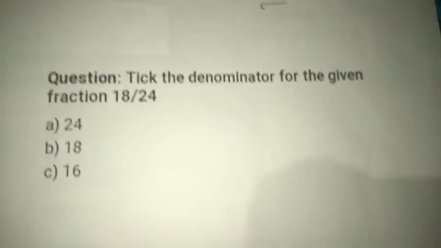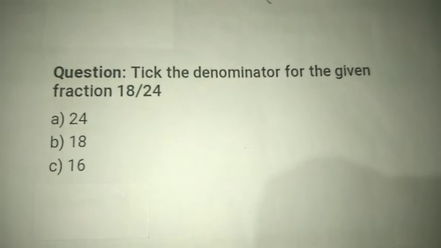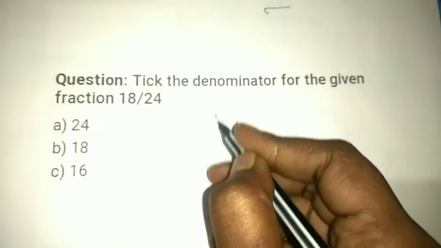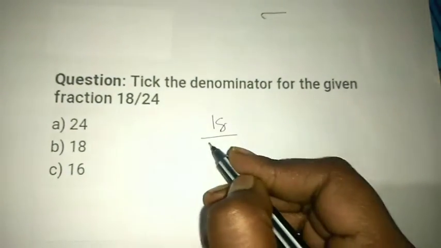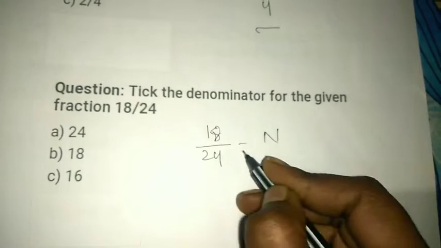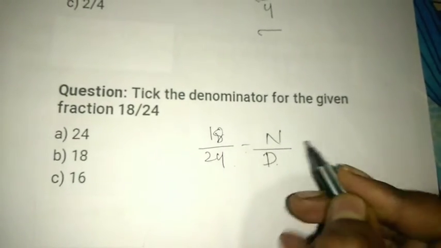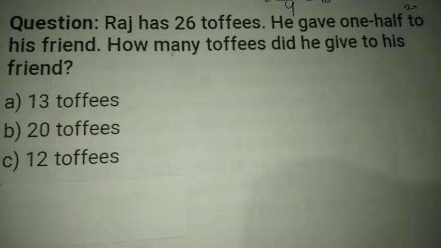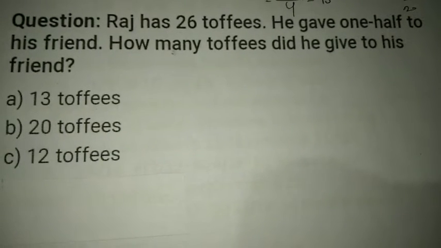Then the next question. Take the denominator for the given fraction 18 by 24. Here 18 is the numerator and 24 is the denominator. So our answer is 24. It's very simple. Moving to the next question.